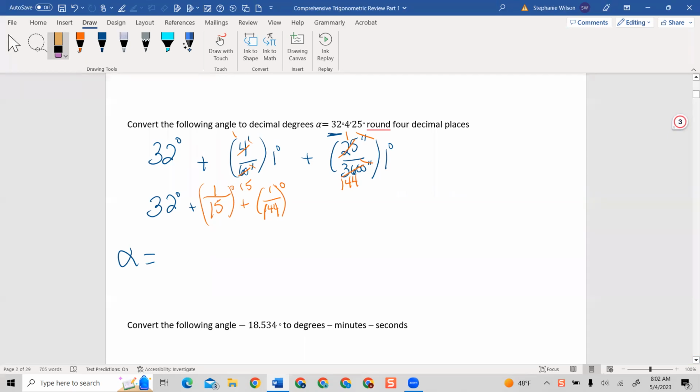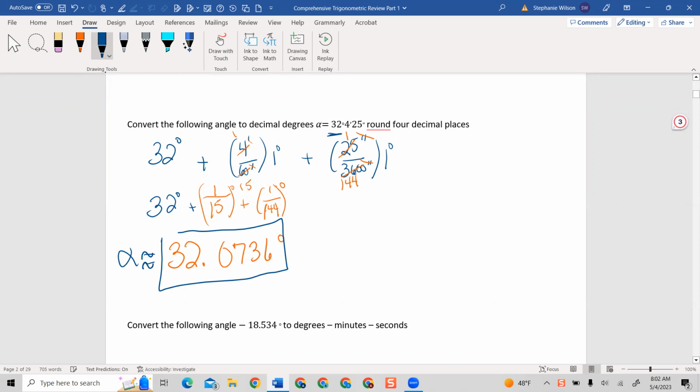So now I have 32.0736 degrees. And that is my answer. So yes, we need to make this approximation. Okay. So now let's go to our next example.